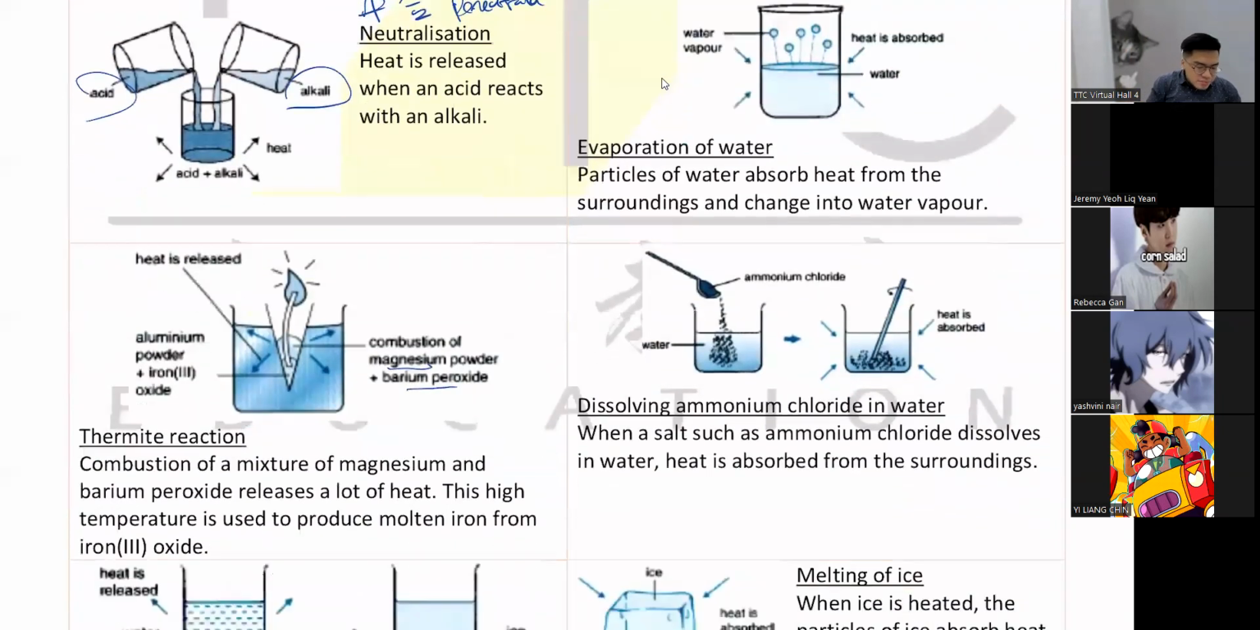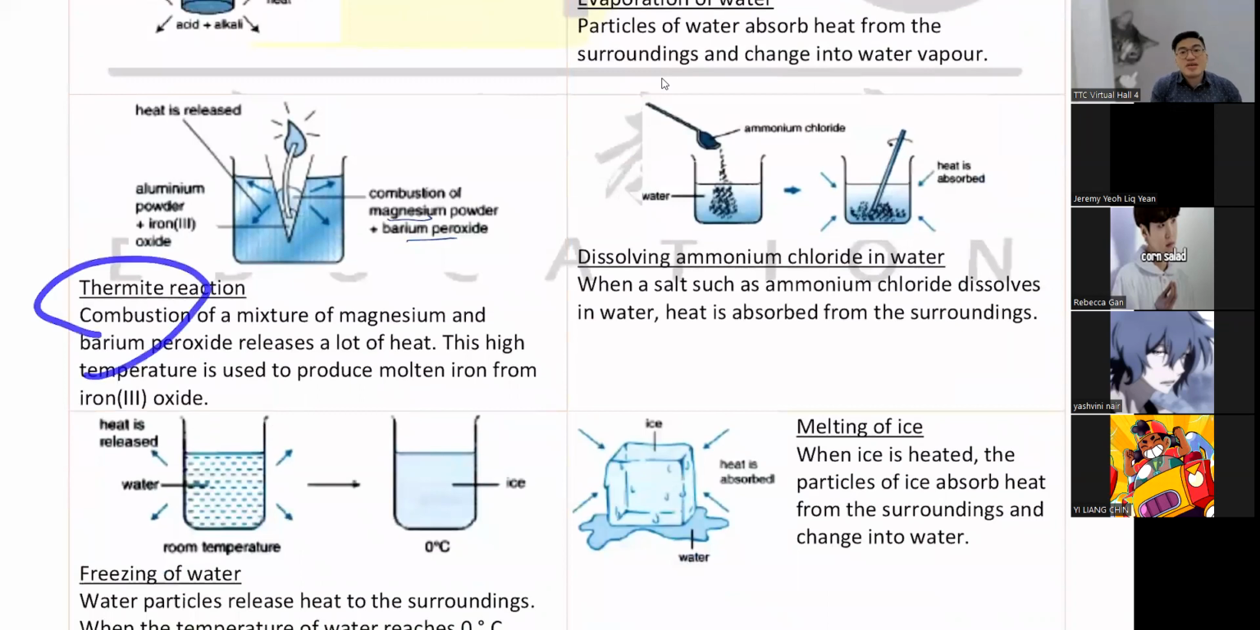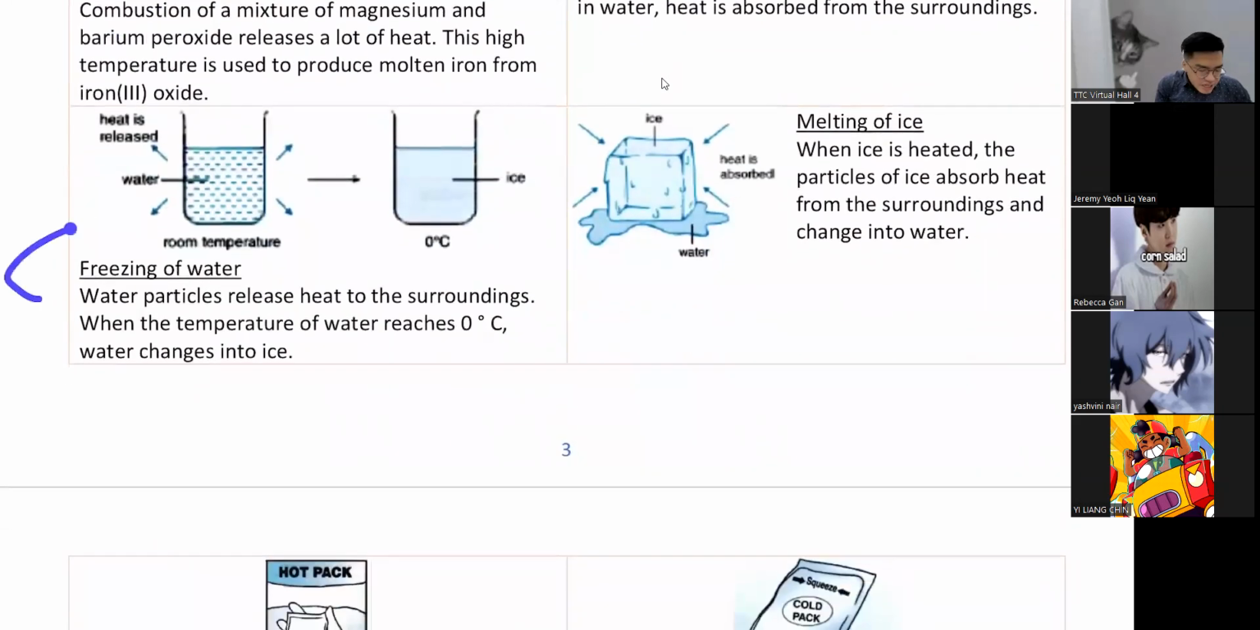It is still exo. And then last week I told you about thermite. You can use this to burn a hole through steel. If you need to break into a bank, you need to open their safe, you need to burn a hole through the safe. You use this thing called thermite, very exothermic. And then freezing: when water turns into ice, it releases heat to the surrounding.